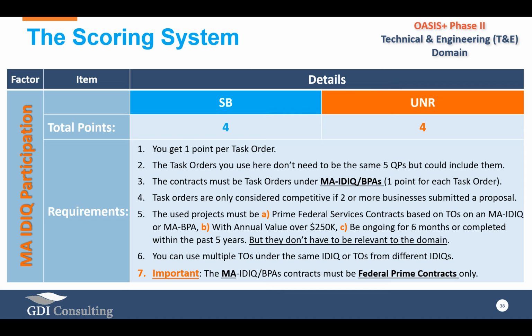So the requirements, one is that it has to be a task order under a prime federal services multiple award IDIQ or BPA. And secondly, you must have an annual value over 250K. It's the same for small business and unrestricted. So the annual value here must be 250K or above. And it must be ongoing for 6 months of performance, or if it's completed, within the past 5 years from the date of submission of your proposal.